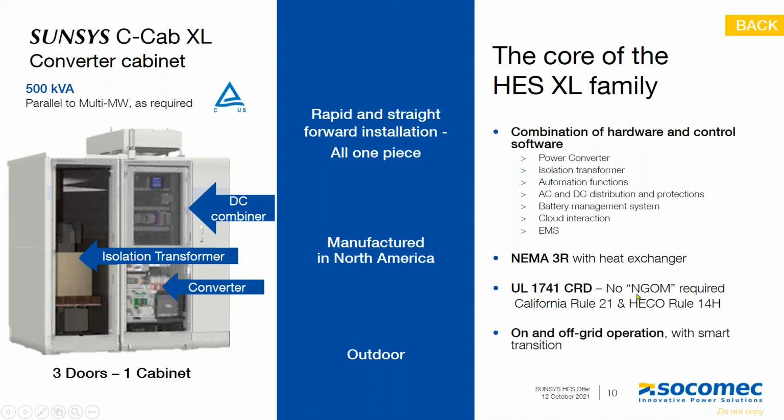And again, like its smaller sibling, California Rule 21, Hawaiian Electric Rule 14H. We have the CRD, which we should be able to connect in California without a net generation output meter. That will save money and save time. And like the smaller one, available both grid following and grid forming. So both of them are a good fit for projects that require backup power or resiliency or what have you.